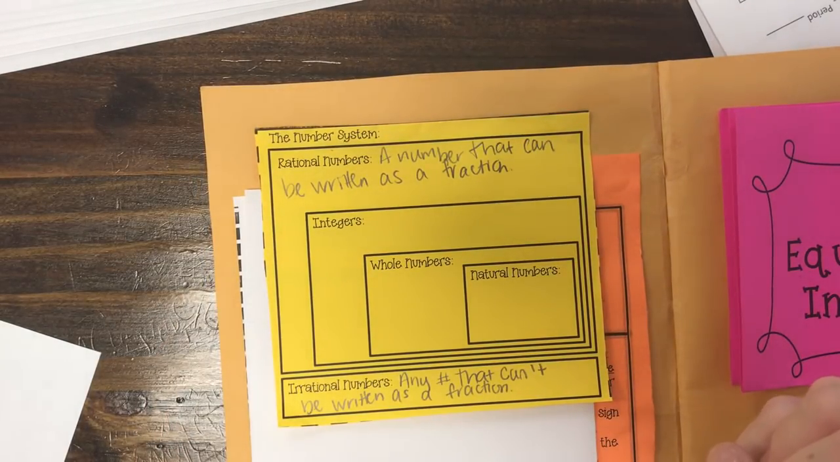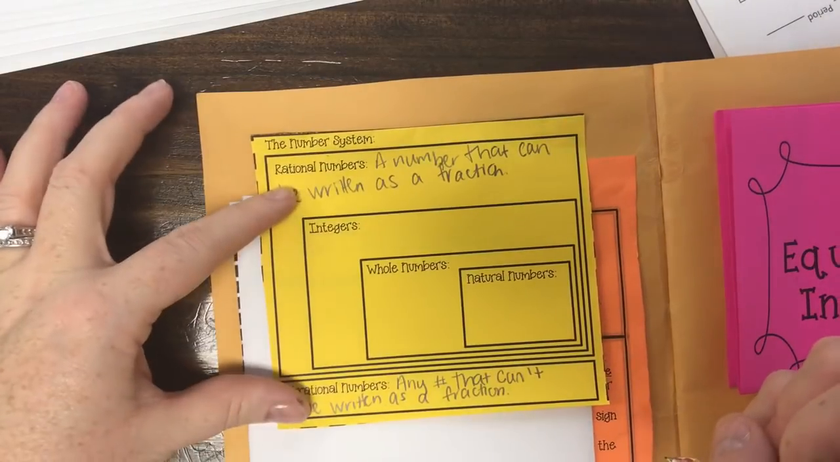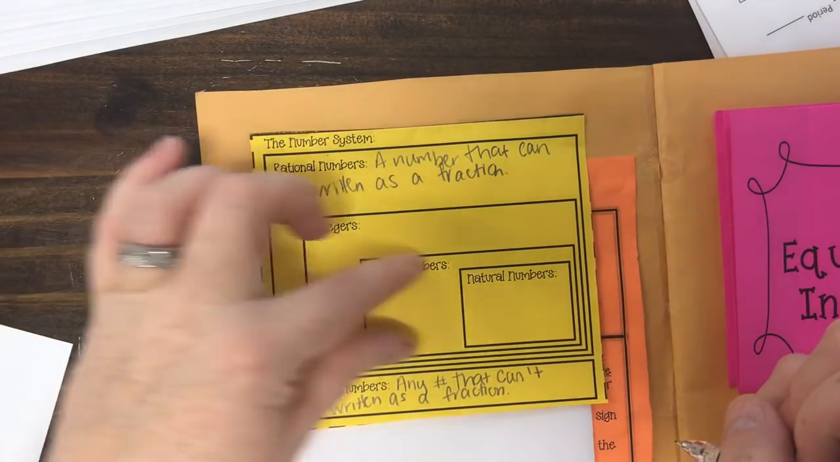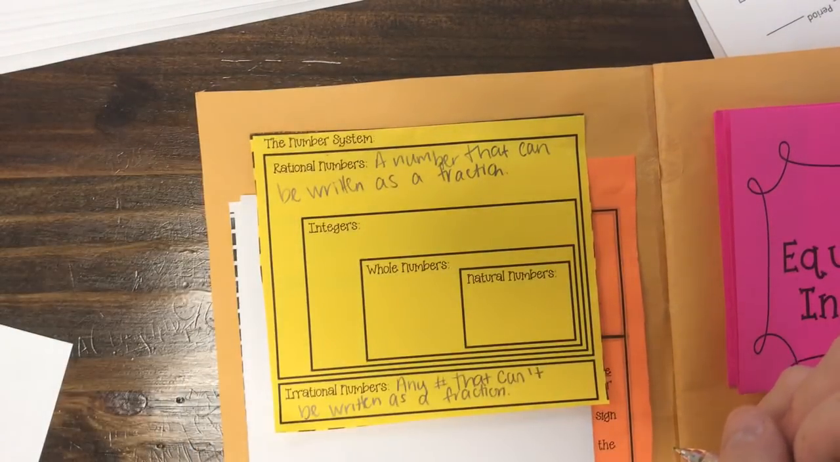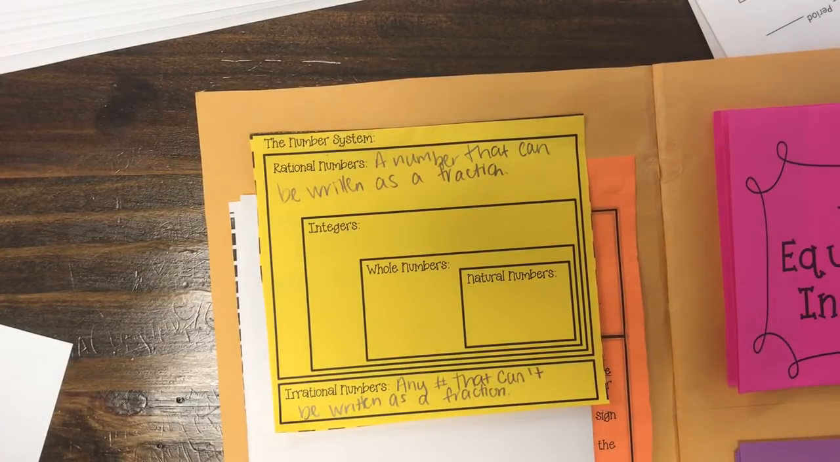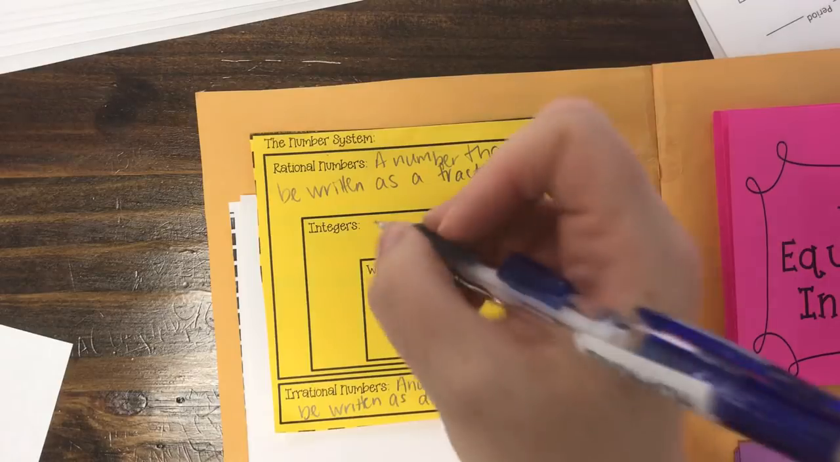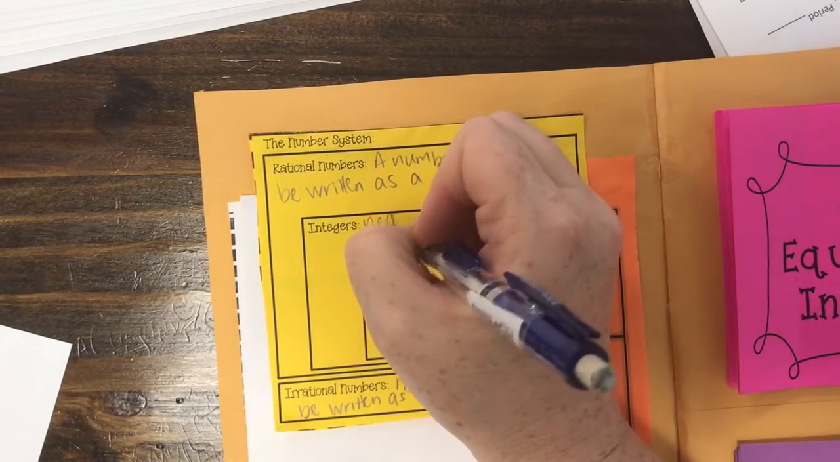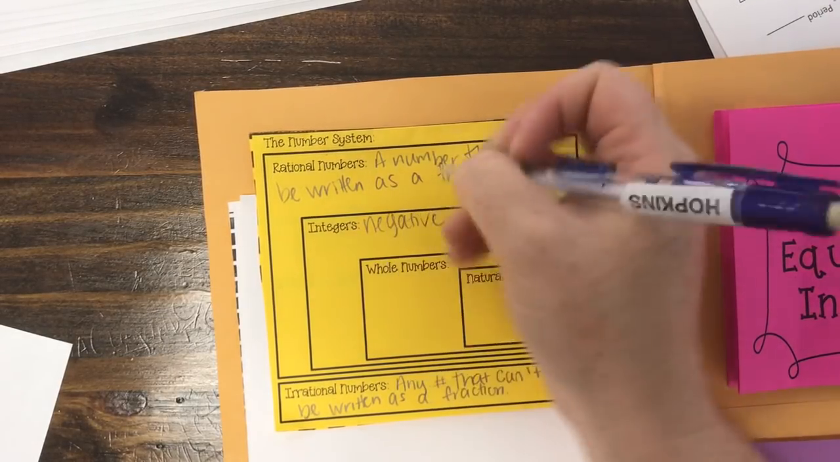So if you're looking at that, breaking this down, you're going to go from rational and it's going to break into these subcategories. So the first subcategory is integers, and it's not as broad as rational, it's a little bit smaller, and it's just going to be negative or positive whole numbers.